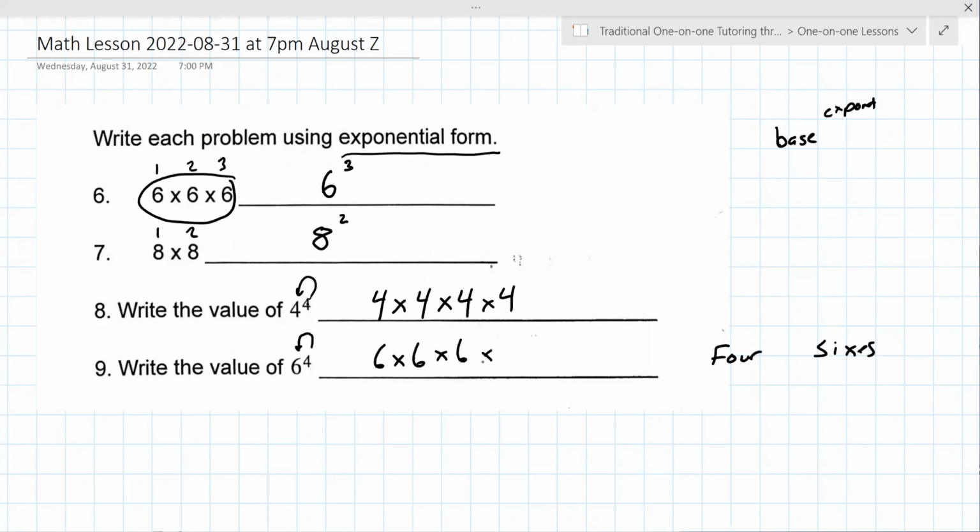And if this were a test or a quiz, I would recommend counting them just to double check here. No reason to miss that. This is 4 4s.